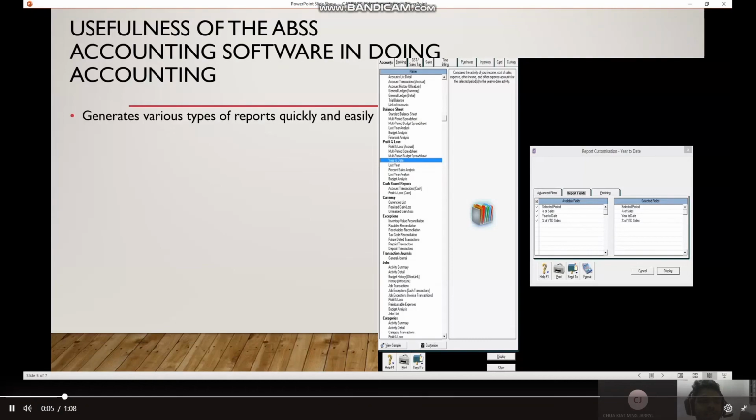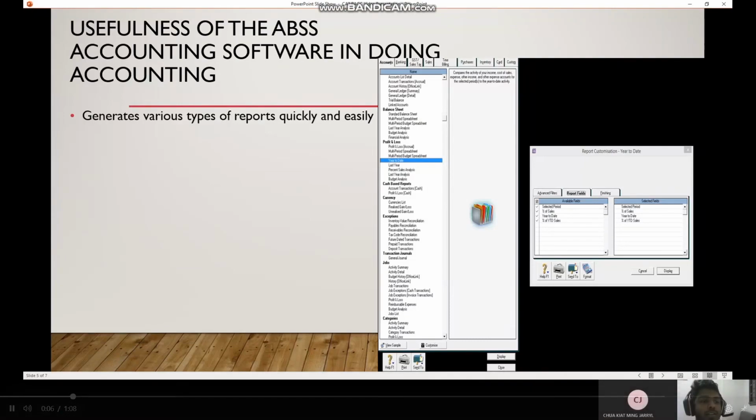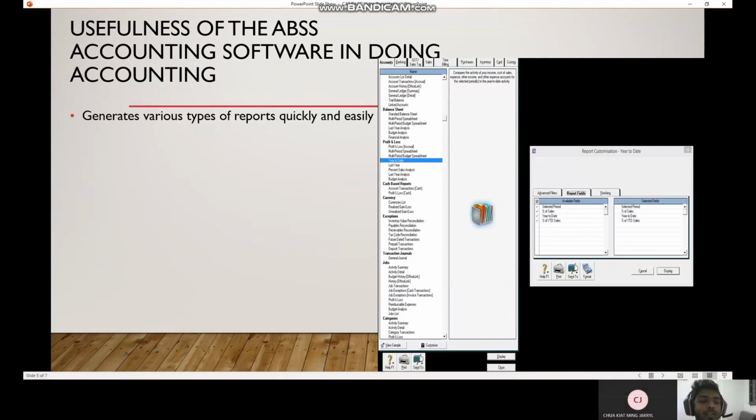So another benefit of using the ABSS accounting software is that you can generate various types of reports quickly and easily. As you can see in this picture below, here are the list of reports that you can print out with this software. There are also many types of reports that you can print out just by inputting the accounts and the transactions that occurred during the month. So just by keying in the transactions, you can print out almost all of these reports in this picture.